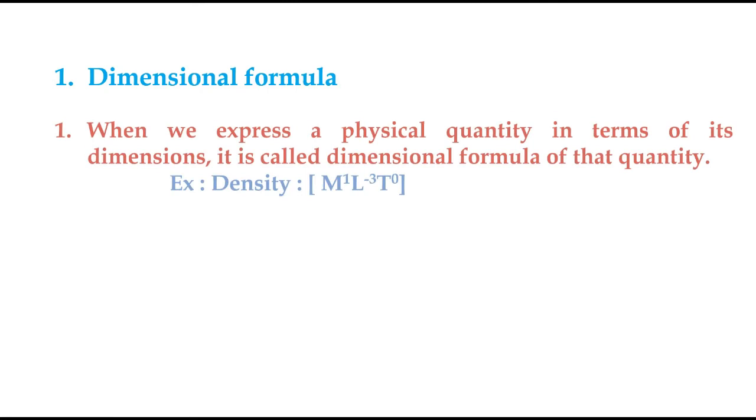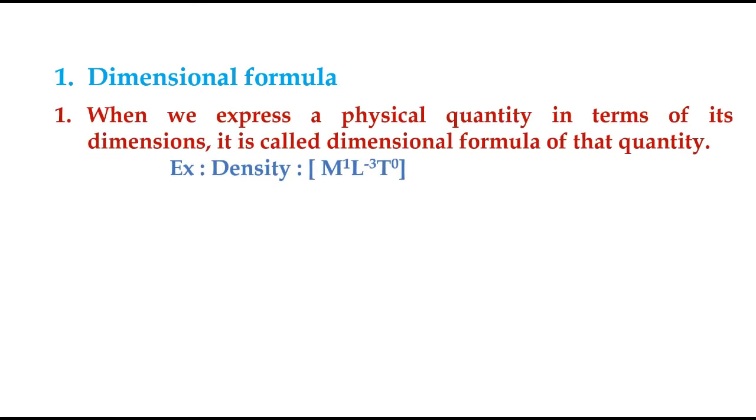Dimensional formula. Let us see what the dimensional formula is. When we express a physical quantity in terms of its dimensions, it is called the dimensional formula of that quantity. For example, density. We can express the dimensions of density as M1 L minus 3 T0. Density is equal to M1 L minus 3 T0.